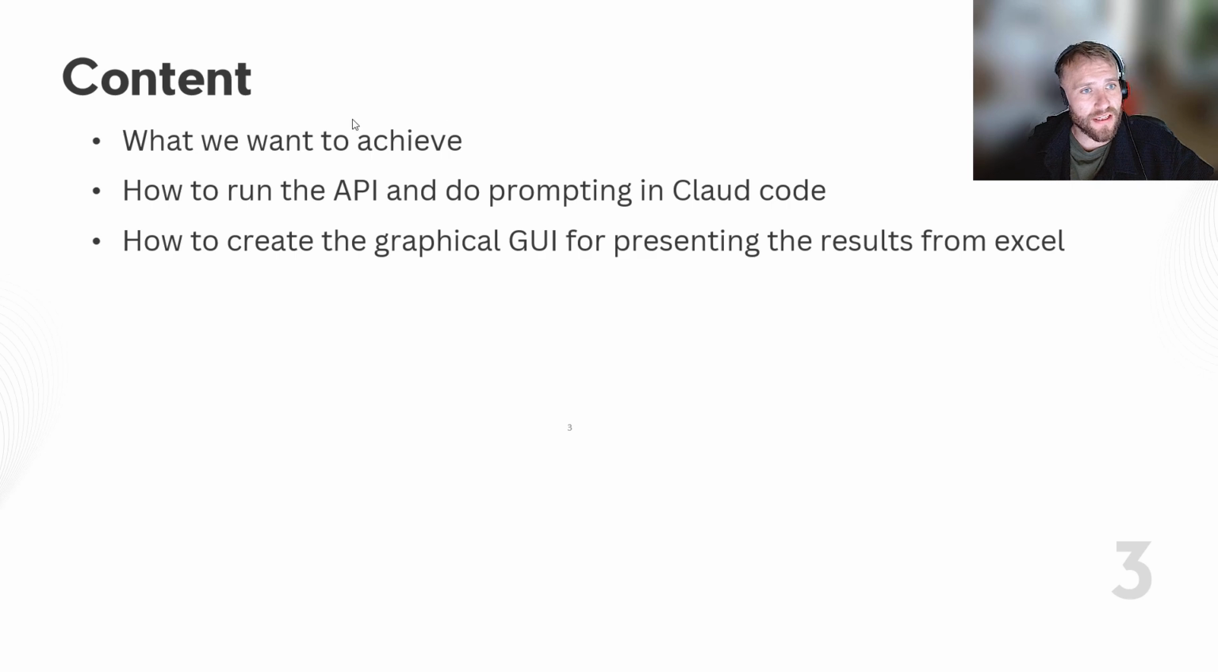So what is ahead of us, actually what we want to achieve: how to run the API and do prompting in the Cloud Code, and how to create a graphical UI for presenting the results from the Excel. You wanted to outline and elevate the critical combinations, and also see which combinations are the critical ones, those that we wanted to investigate and print out in some graphical form.